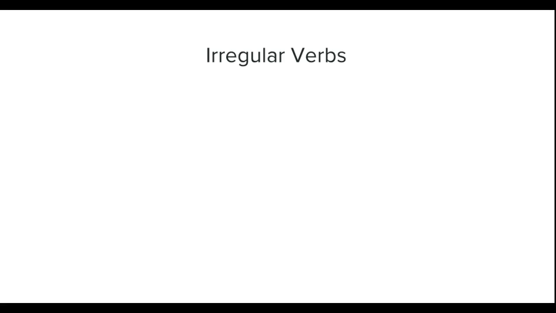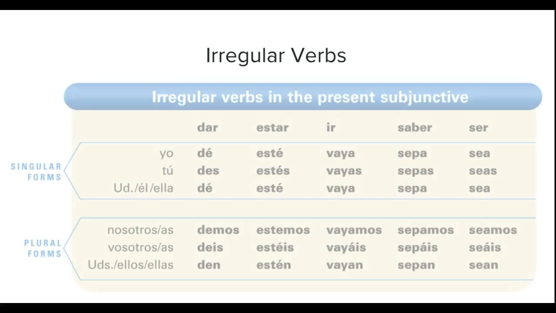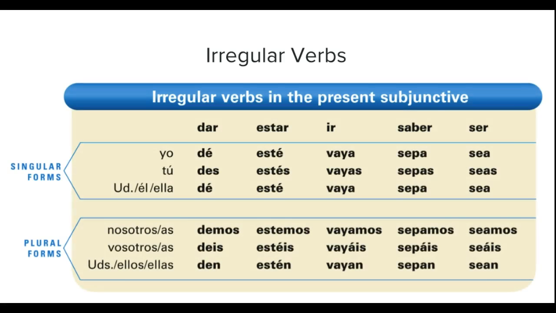There are 5 irregular verbs in the present subjunctive, and considering what you learned when you were learning how to do commands, you probably won't be surprised to see which 5 verbs show up in this chart. Your irregular verbs in the present subjunctive are dar, estar, ir, saber, and ser.